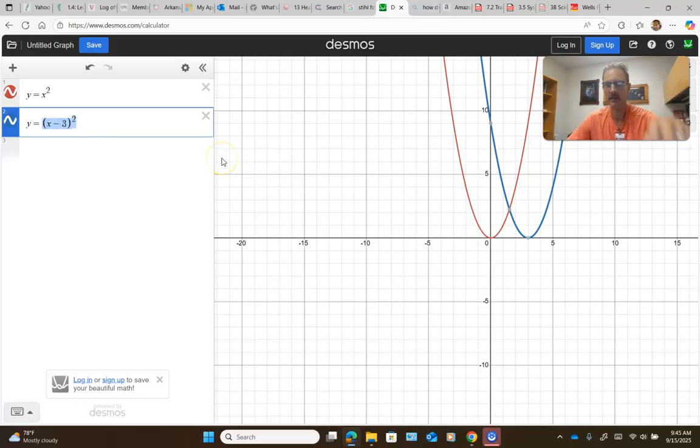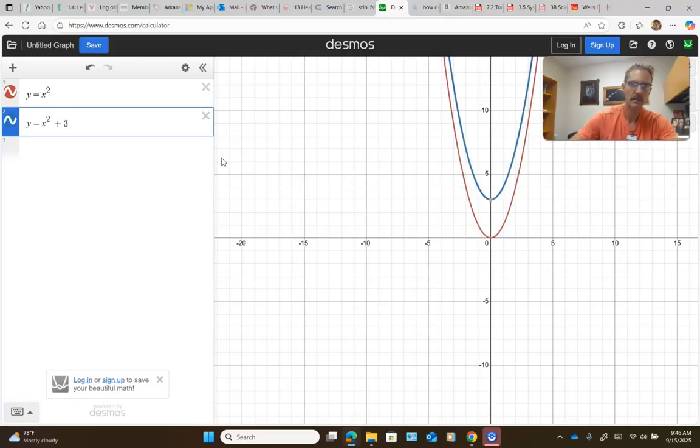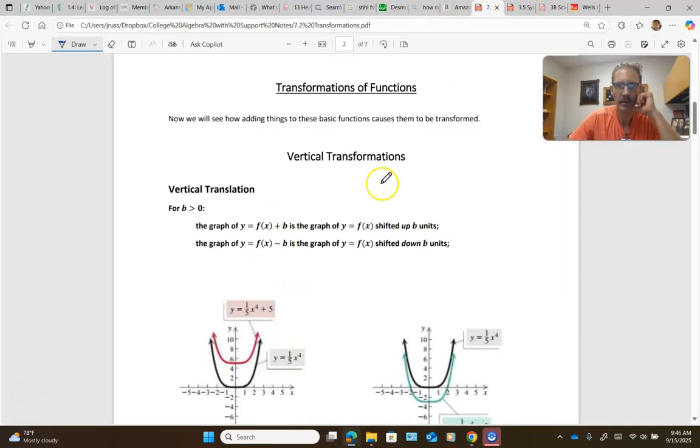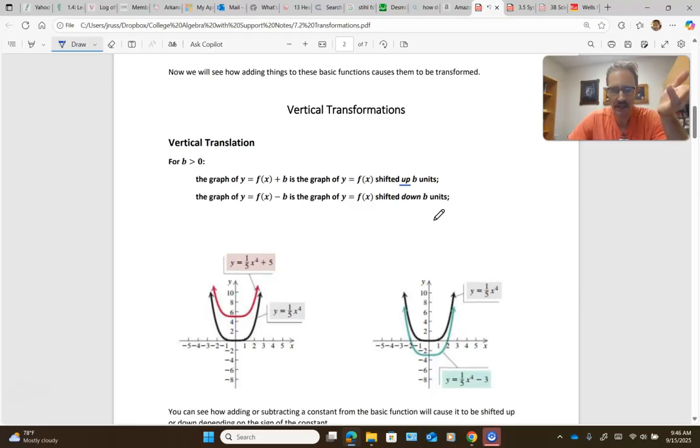Let me change this back. X squared, oops, and then let's say plus 3. Okay. To obtain a vertical transformation, it says, if you look right here, when b is greater than 0, the graph of y equals f of x plus b is the graph of y equals f of x shifted up b units. Well, that's what we just saw demonstrated.